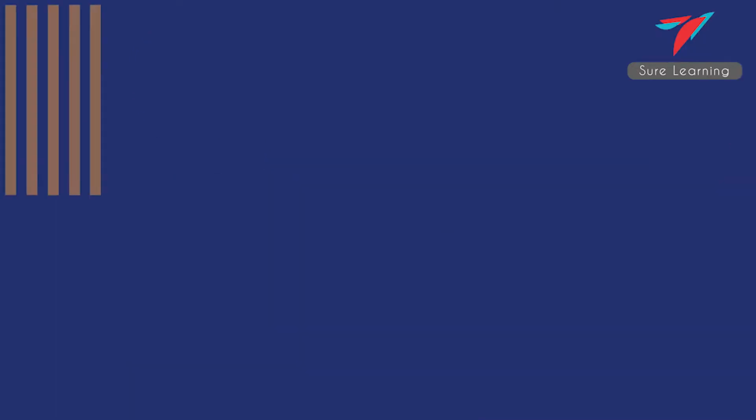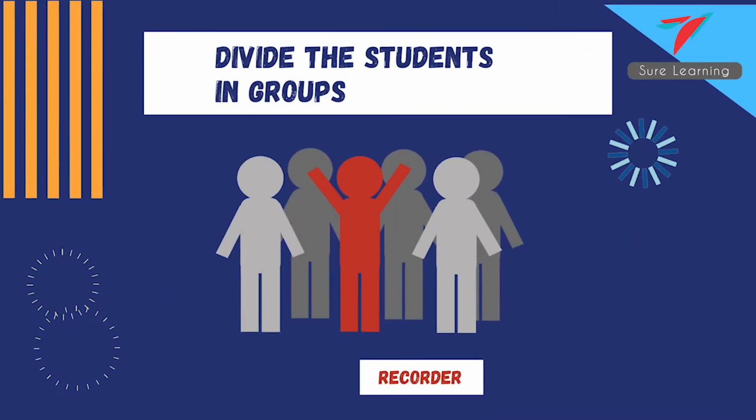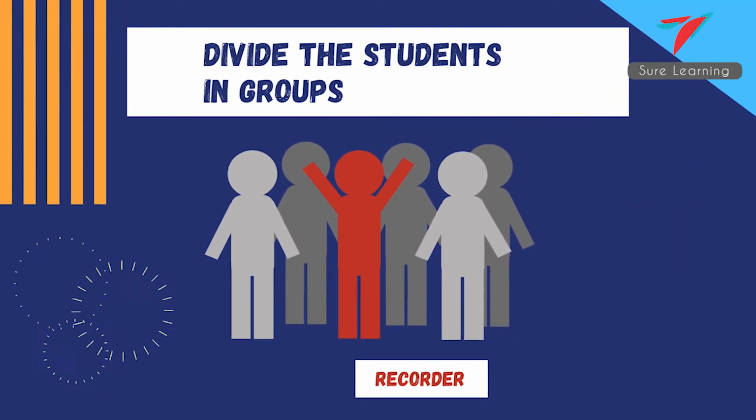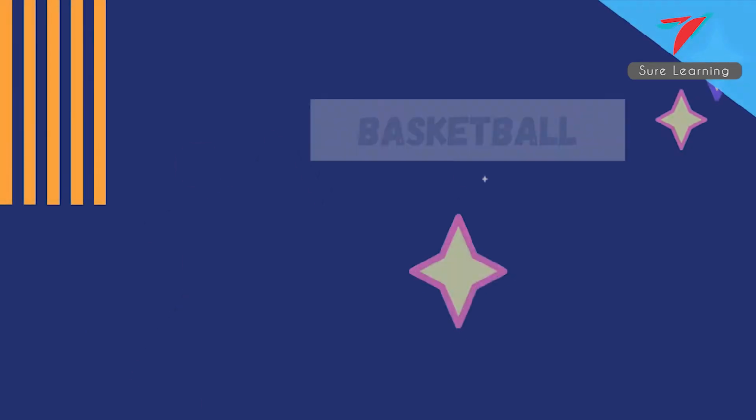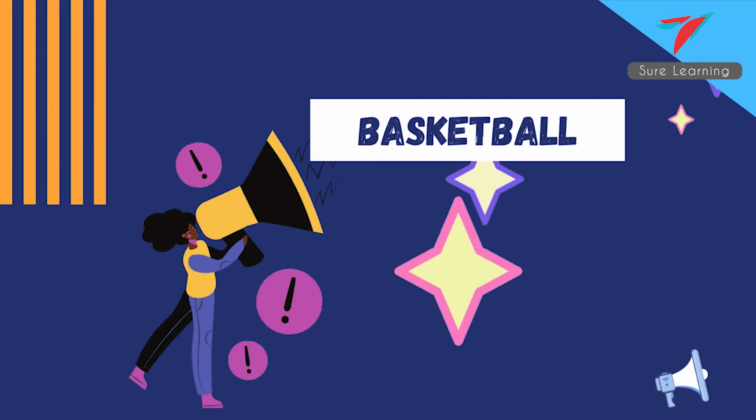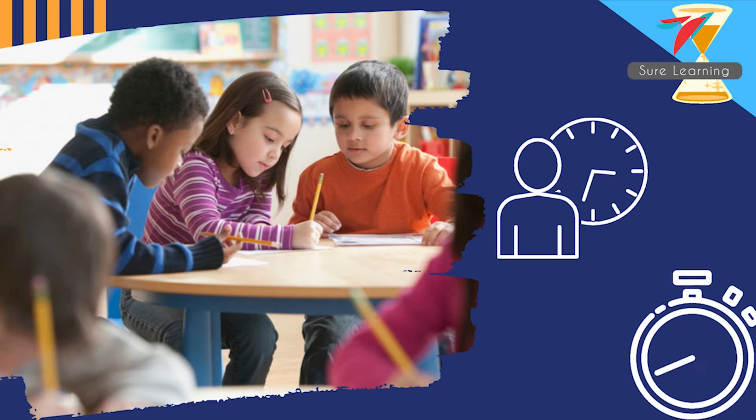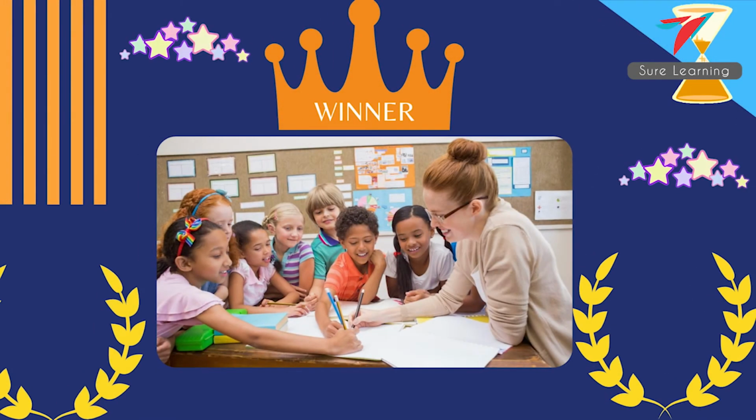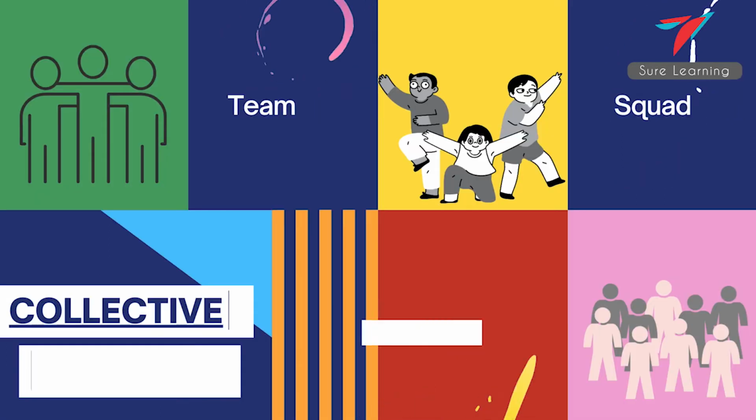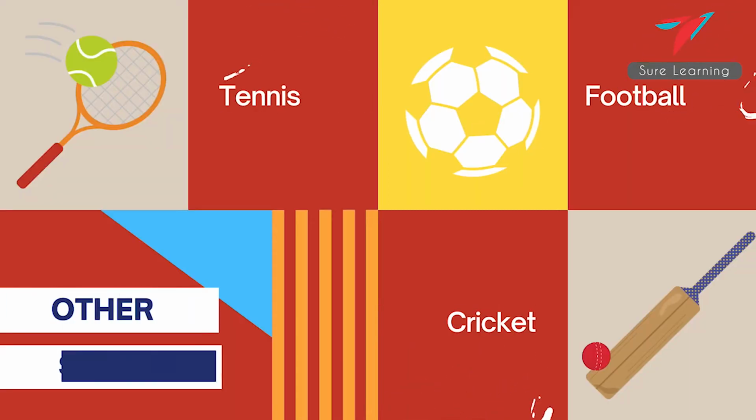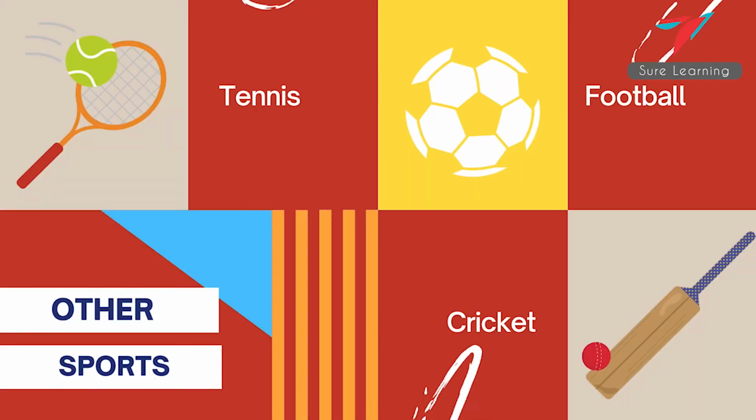Sports nouns. Divide the students into teams of 3 to 4 students each. One student will be the recorder, but they will all brainstorm the answer. Then announce one sport at the beginning of each round. For example, basketball, and each team writes down every noun they can think of in 1 minute. At the end of 1 minute, see which team has the most nouns. Give extra points for collective nouns. Example, team, squad, crowd, etc. You can vary this game by choosing other sports as well.